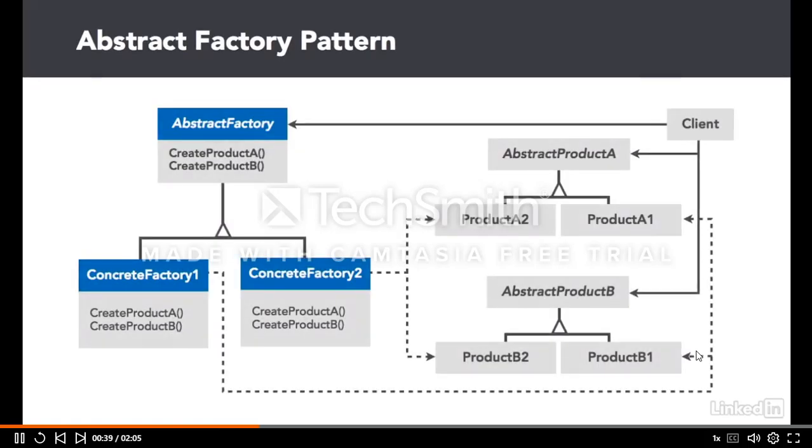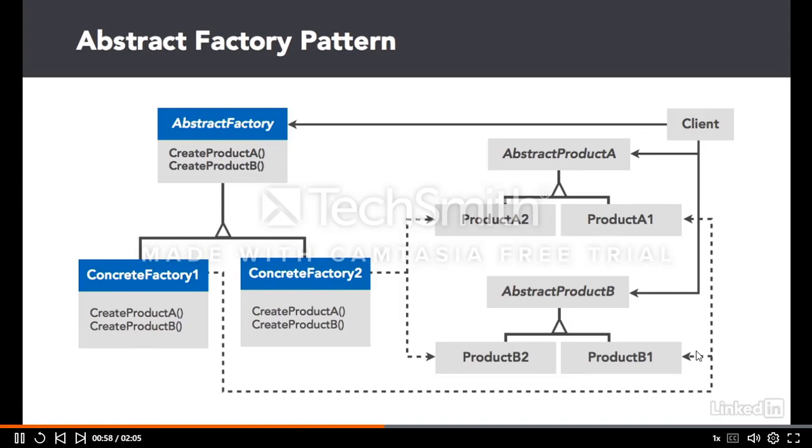That declares an interface for operations that create abstract product objects. And right below it is a concrete factory, which implements operations to create concrete product objects. Now on the right-hand side we have our products, abstract product A and abstract product B.